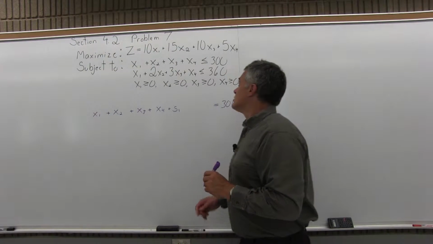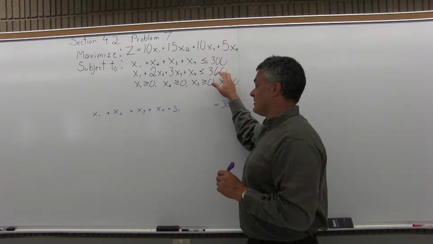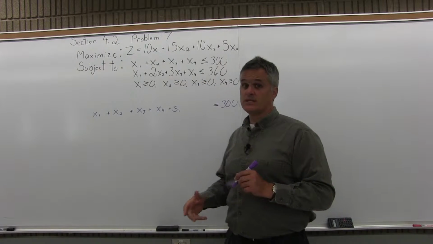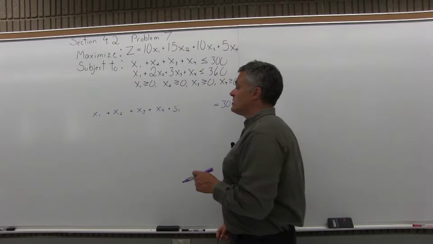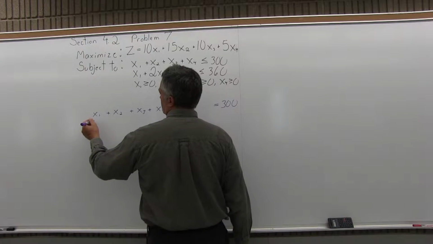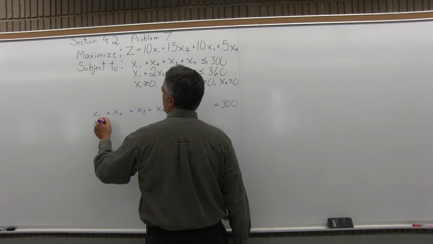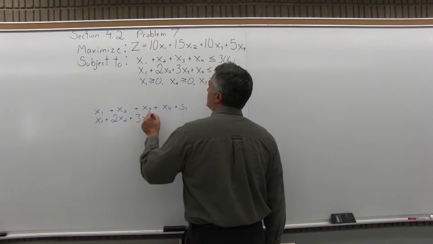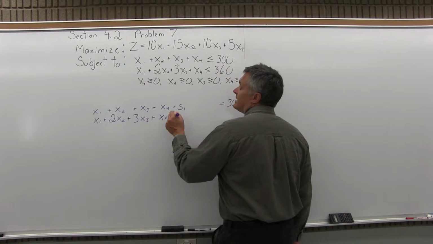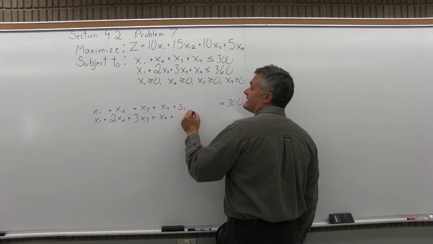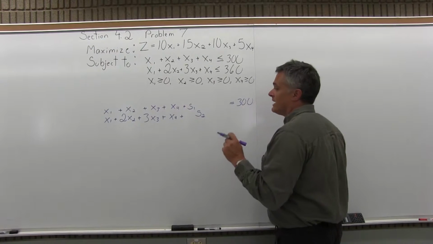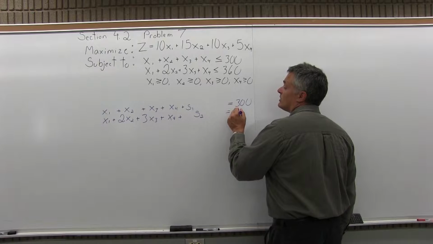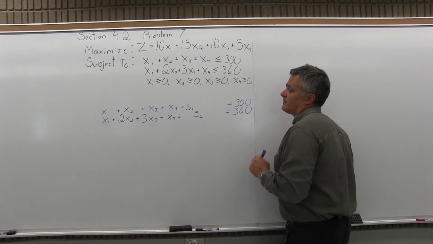Then the second constraint that has the 360, it was x1 plus 2x2 plus 3x3 plus x4 is less than or equal to 360. I'm going to change that into an equation also from an inequality. It's going to become x1 plus 2x2 plus 3x3 plus x4 plus, I'm going to skip over a little bit of space, plus s2. I can't use the same slack. One has an s1, one has an s2. And now it's going to be equal to 360 instead of less than or equal to.